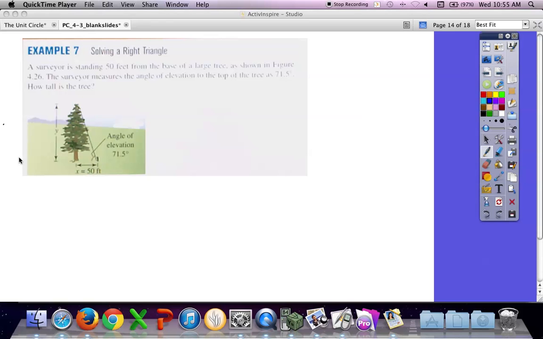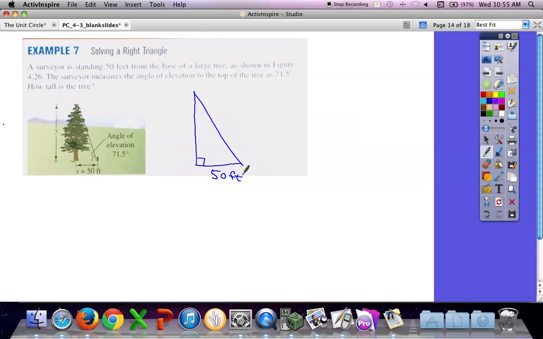This is copied from the book, but I would have drawn my own triangle. We're going to assume our tree is straight, not crooked, so we've got a right triangle. We know that this side is 50 feet, and we know that the angle of elevation, which is this angle in the triangle, is 71.5 degrees. And they want us to find the height of the tree. So even if you weren't given the picture, you should be able to set up that triangle and identify what it is you're trying to solve for.